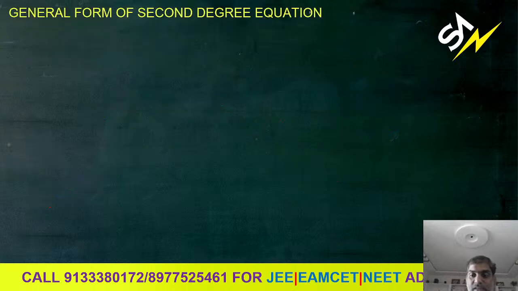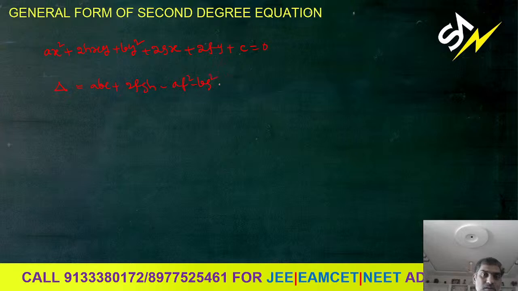Next, the general form of second degree equation. Already I have told you in the last class, what is the general form of second degree equation? ax square plus 2hxy plus by square plus 2gx plus 2fy plus c is equal to 0. So here, what do we calculate? First we can calculate delta. What is delta here? abc plus 2fgh minus af square minus bg square minus ch square. This should not be 0. That is the first point: this delta should not be 0. And what is the second point? h square should be less than ab.